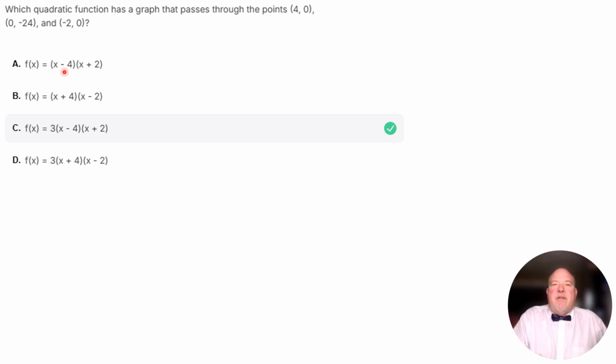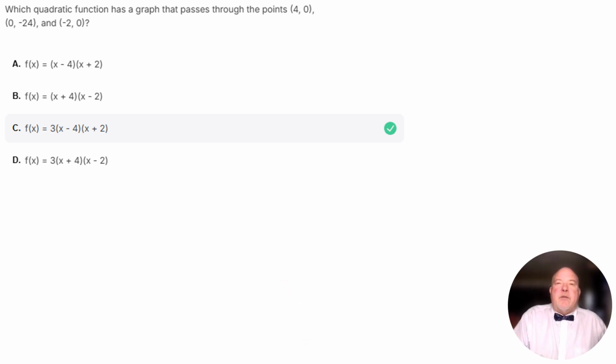If they make the function true, then it goes through that point. So you could take each of these 3 points and plug them into each of these equations until you find the function that is true for all 3 of those points. Okay, I'm going to try to show you a little bit simpler way to do this.